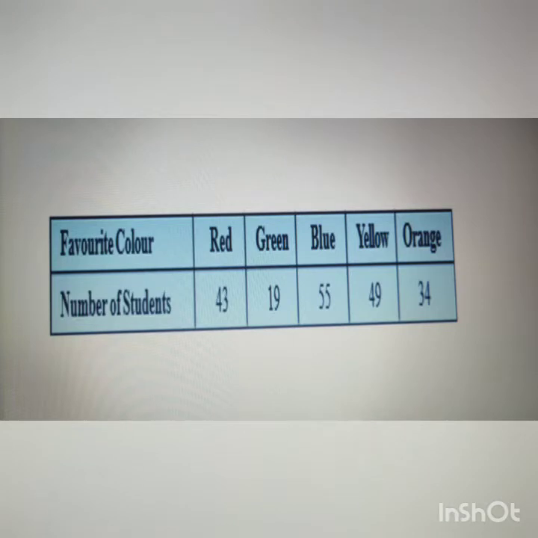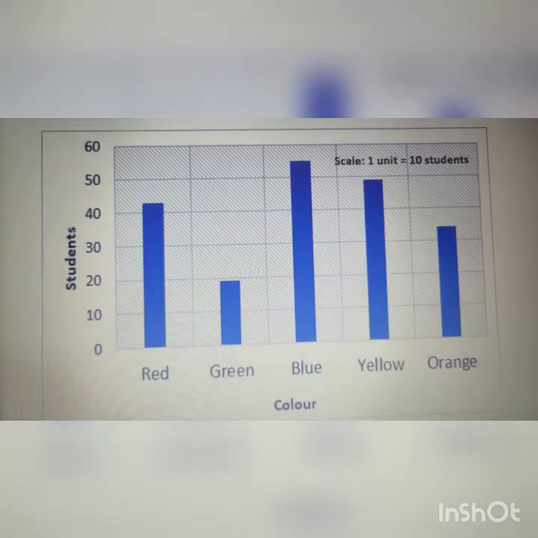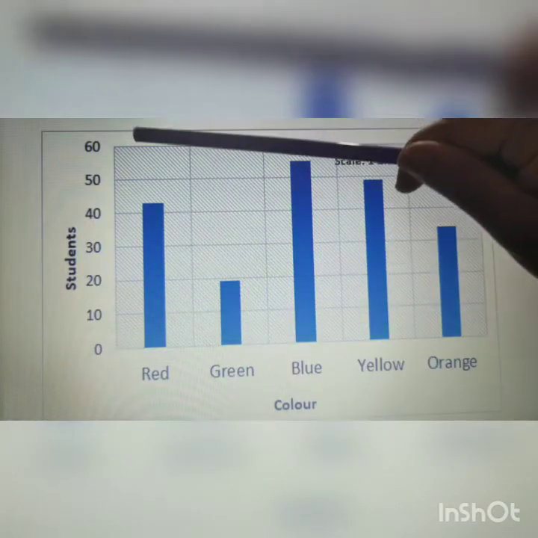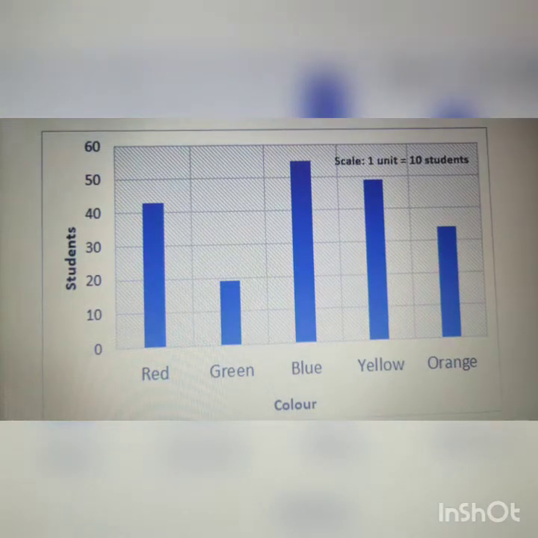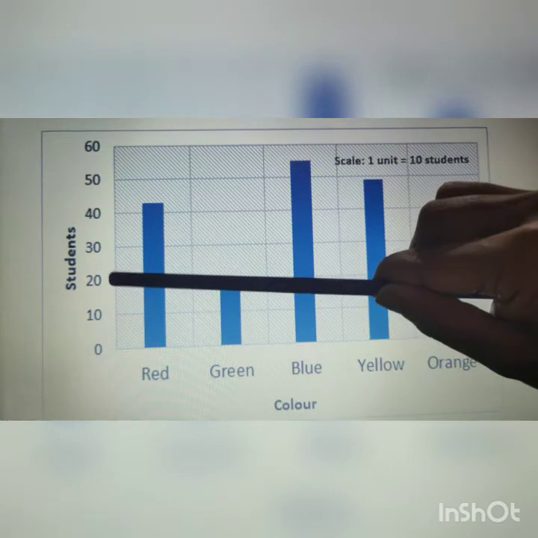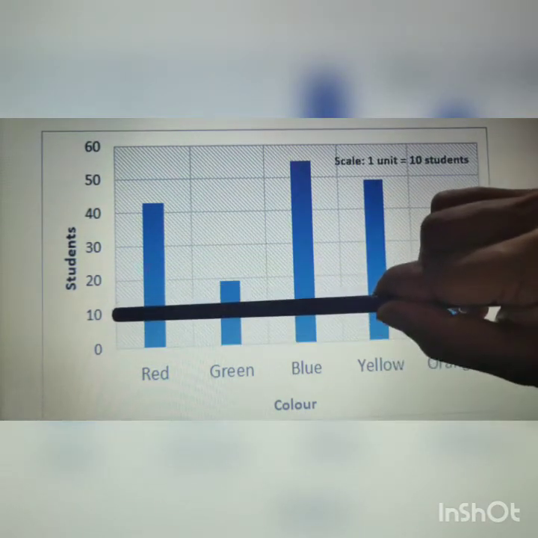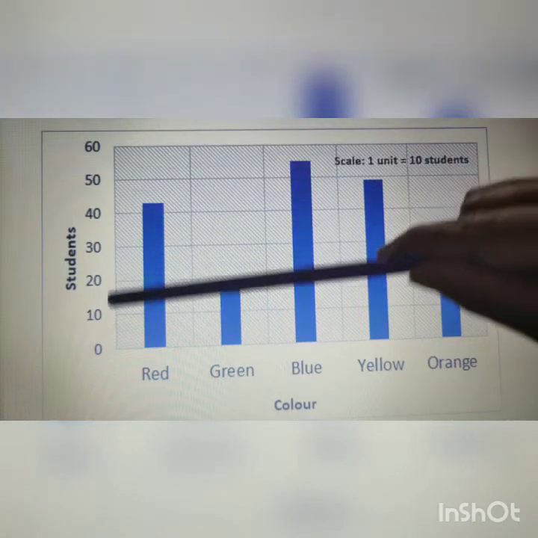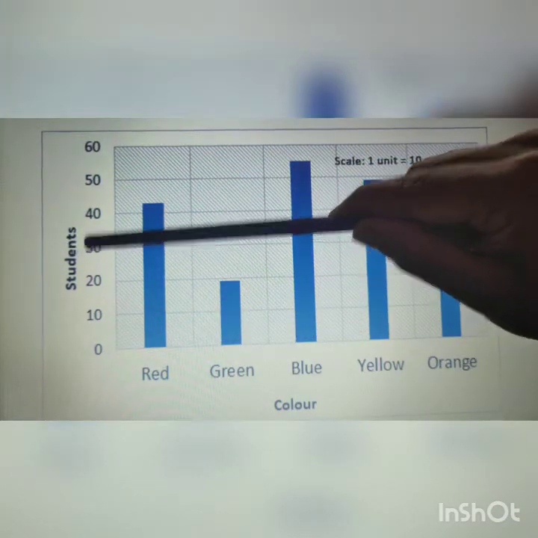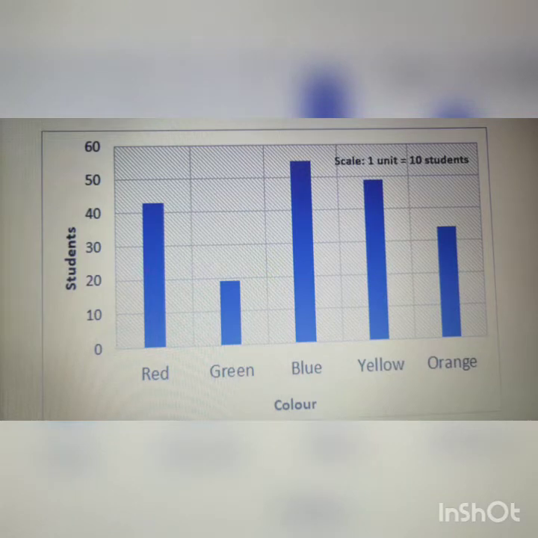Here the greatest value in the data is 55. So we will choose a value greater than 55 to end the scale. From the table we know that all our data lies between 0 and 60. So we will use equal divisions along the axis, such as increments of 10. Since the y-axis represents the number of students and we took equal divisions of 10 each, we can say the scale is 1 unit equal to 10 students.